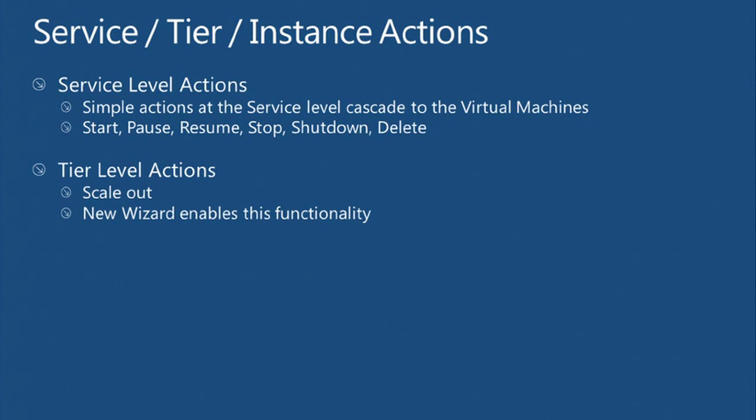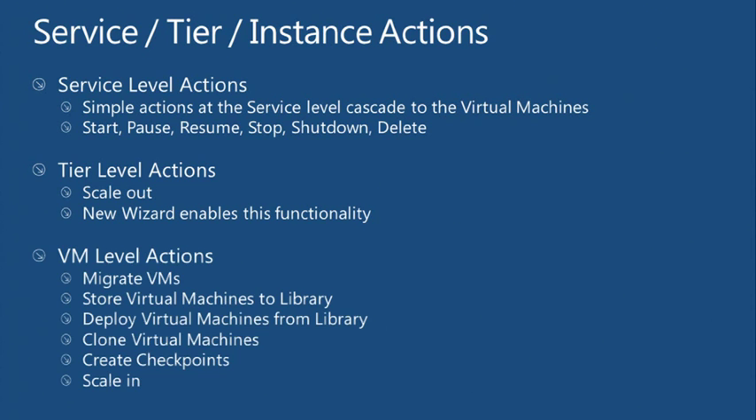That's like scale out. And we'll show you what the scale out wizard looks like after we get back to the demo system. And finally, there are things we still ask that you do at the VM level. So you can't checkpoint a service from the UI. You could, from PowerShell, get the service, enumerate the VMs, and checkpoint them all. That's certainly possible. But you can't right-click a service and say checkpoint and have us checkpoint all the VMs.